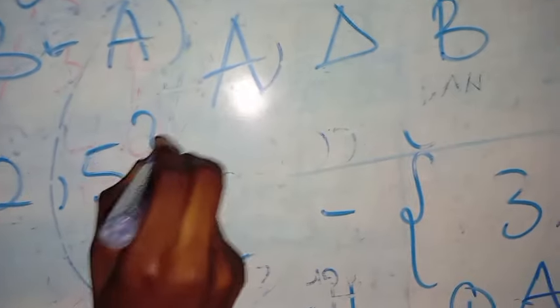1, 2, 5. Do you know the difference between when you say difference of sets and symmetric difference? For difference of sets, you just subtract, and you are done. But for symmetric difference, what you do is find the difference between the two, but you take it vice versa. A minus B, then B minus A, and you find the union.